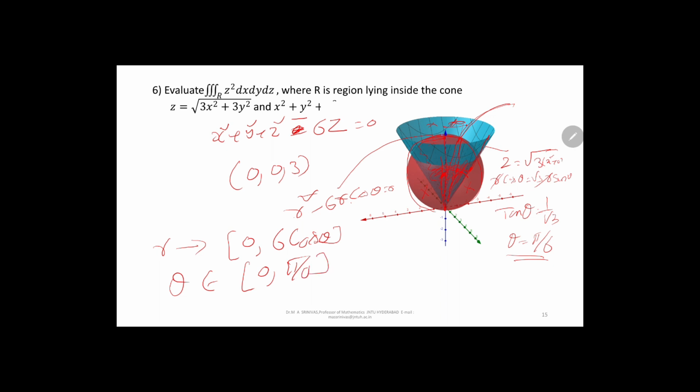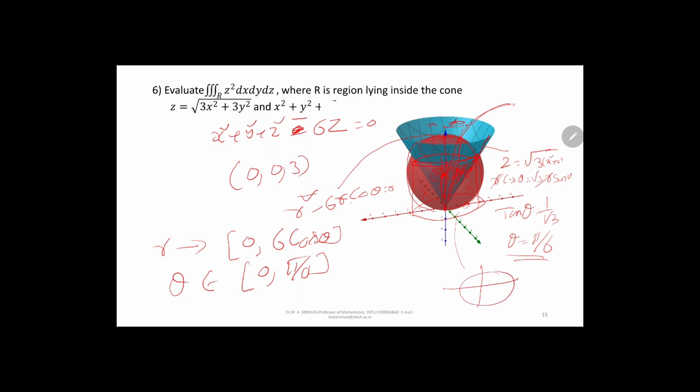And if I take the projection, this is the point of intersection of the cone, and here this is the circle. Its projection will fall on the xy plane. Definitely, the projected region is a circle.